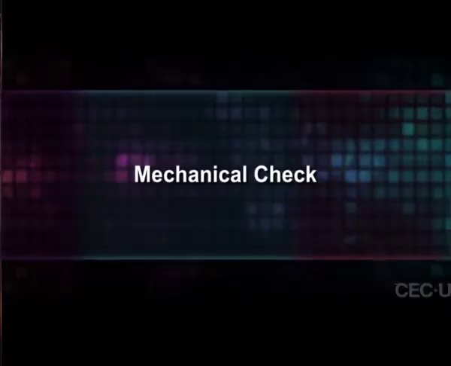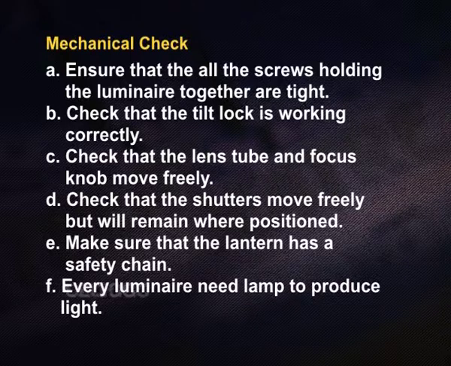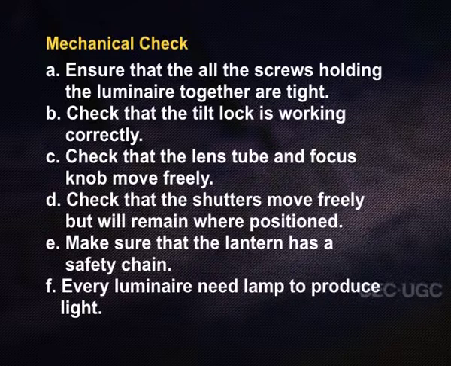Optical check. Clean all the reflectors and the lenses and check that they are correctly positioned. Make sure that the lamp is properly positioned in the lamp holder and trimmed into alignment. Mechanical check. Ensure that all the screws holding the luminaire together are tight. Check that the tilt lock is working correctly. Check that the lens tube and focus knob move freely. Check that the shutters move freely but will remain where positioned. Make sure that the lantern has a safety chain.